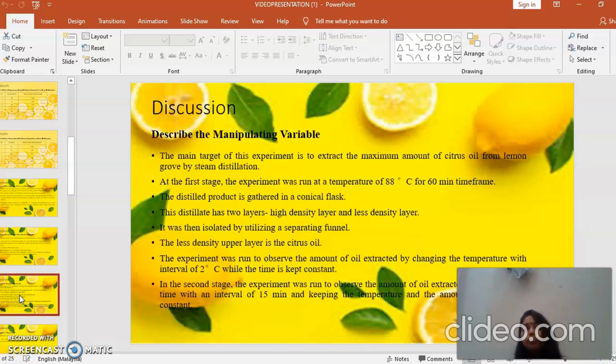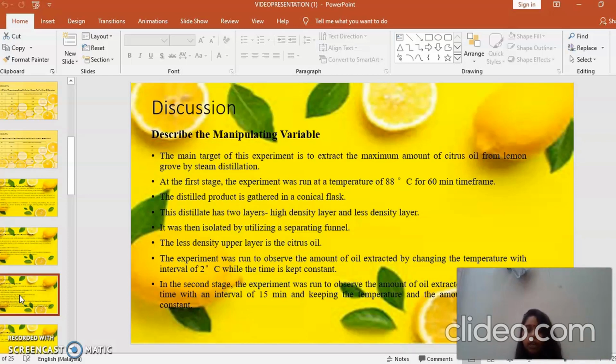Our manipulating variables are temperature and time. The main target of this experiment is to extract the maximum amount of citrus oil from lemon grouped by steam distillation. At the first reading from this experiment is run at 88 degrees Celsius for 60 minute time frame.